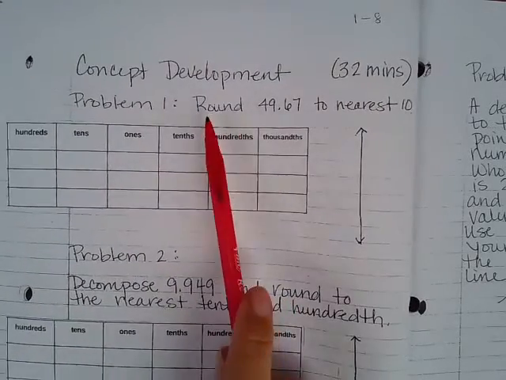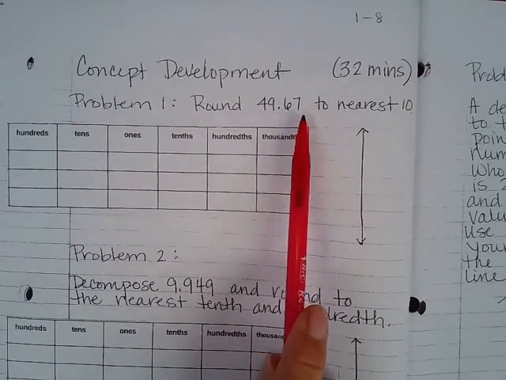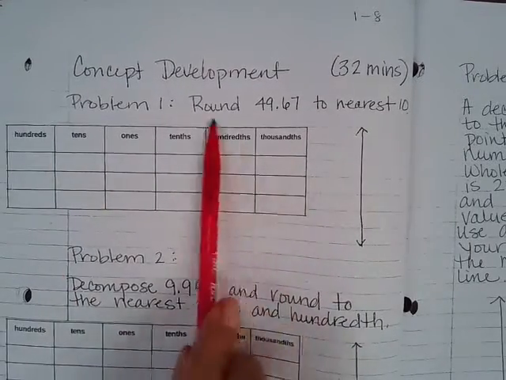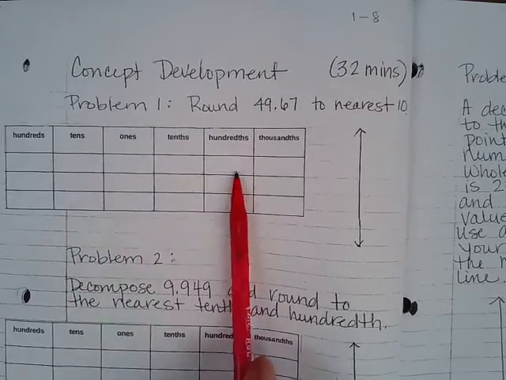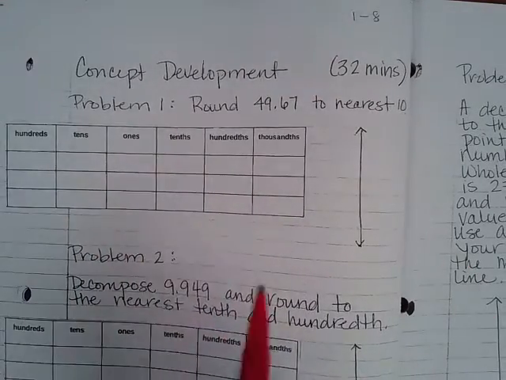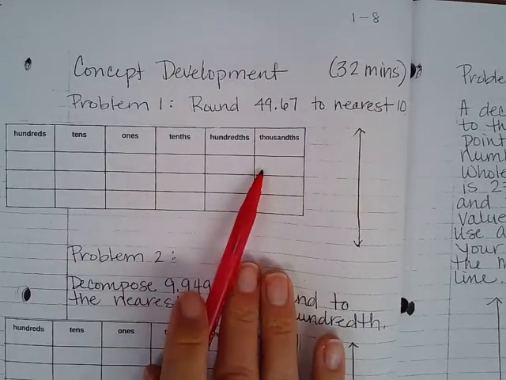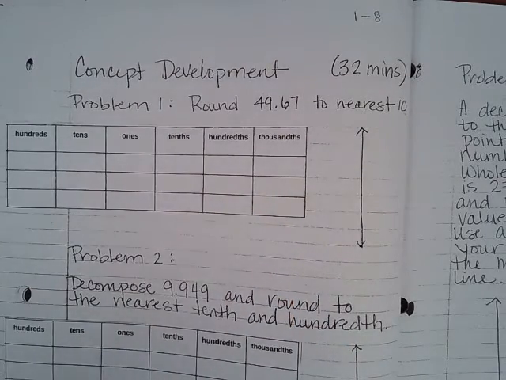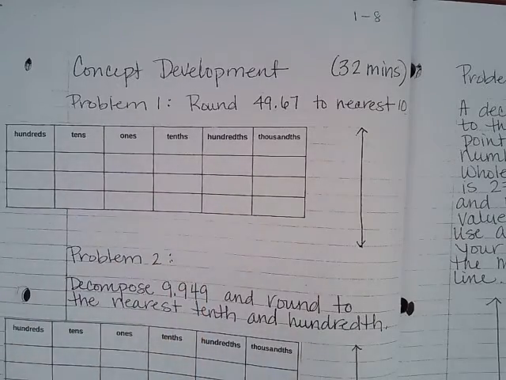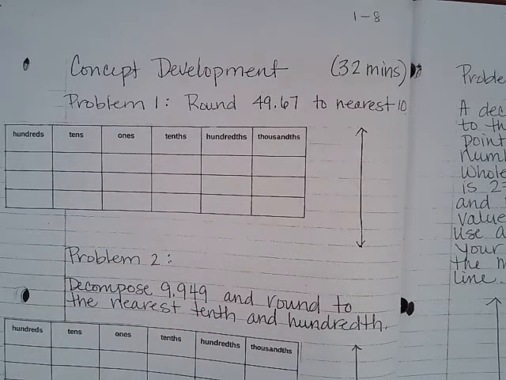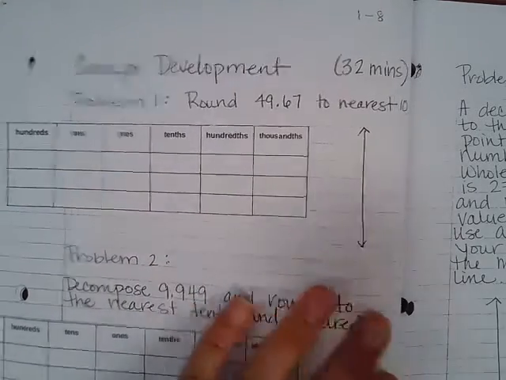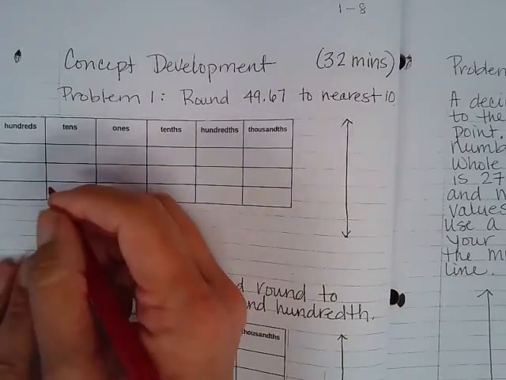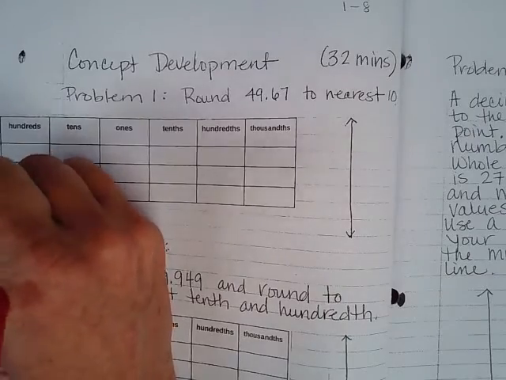So we are going to round 49.67 to the nearest 10. I have given you this place value chart if you need it. That way you can place the numbers inside the place value chart if you need to. You don't have to use it. This is simply if you need it and you want to use it. So let's start with step 1.